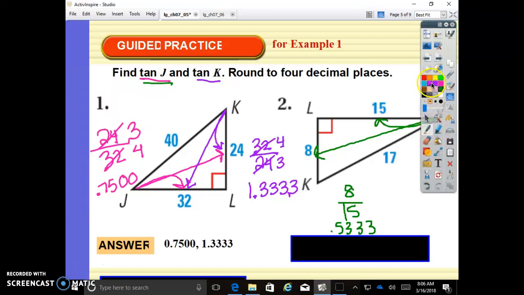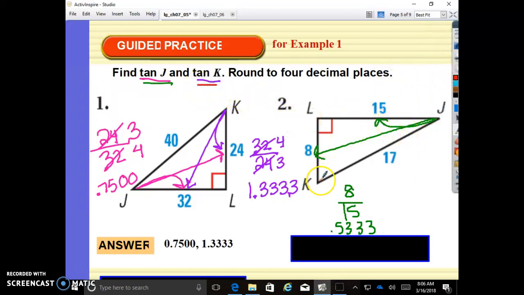And our last one is going to be tan K. So opposite, 15, adjacent, 8, and 15 divided by 8, 1.875. 1.875 to 4 decimal places, just add a 0.